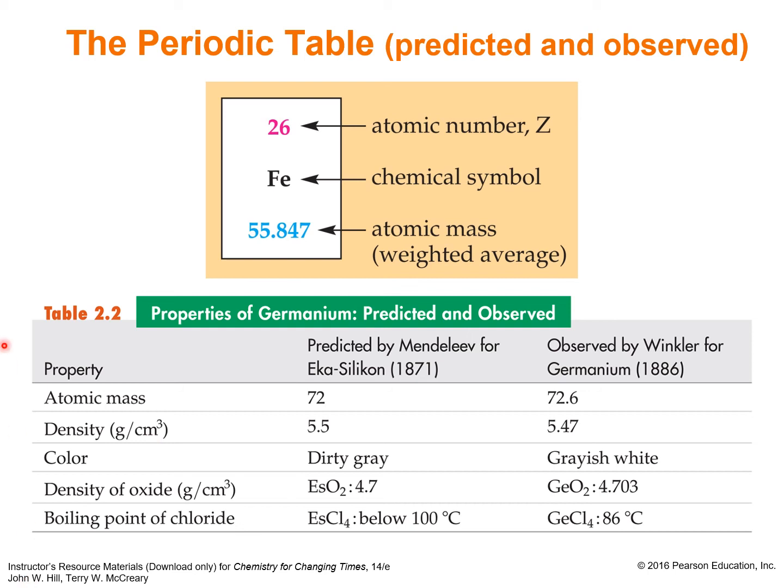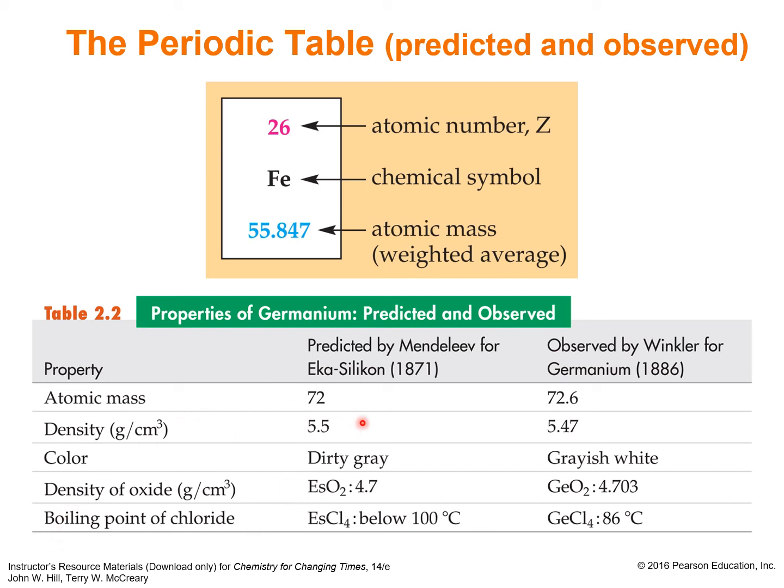And table 2.2 here tells you the properties of germanium predicted by Mendeleev versus what was observed when they were discovered. So let's look at the first property, which was atomic mass. So Mendeleev predicted it and called it Eka silicon because it was in the same column as silicon, and he had left a blank spot for it to be filled. So he predicted the atomic mass will be 72, and when it was observed, it was found to be 72.6. So he predicted it in 1871, and in 1886 it was found to be 72.6.